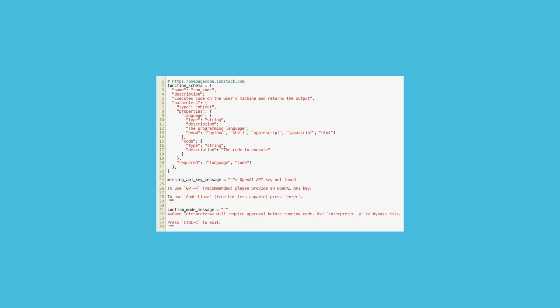The confirm_mode_message variable is a string that provides a message to be displayed when the user runs the Open Interpreter program. The message informs the user that the program will require approval before running code, and provides instructions for bypassing this approval step using the -y flag. The message also provides instructions for exiting the program using Ctrl+C.